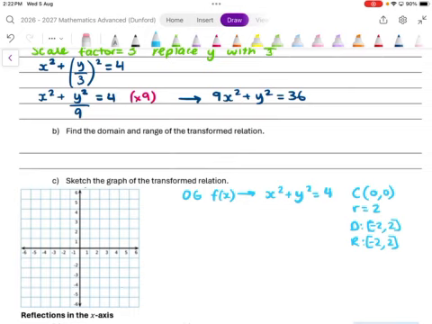Now, if we are talking about vertical dilation, are we changing domain or range? Range. So that means that our domain, we can write that in. Our domain is going to still be the -2 to 2.